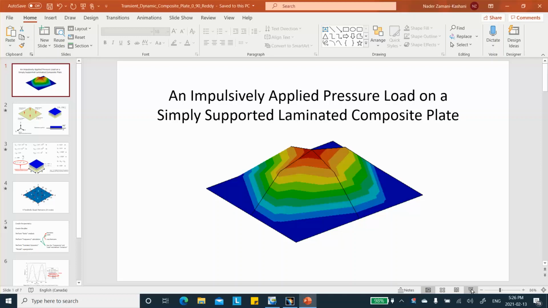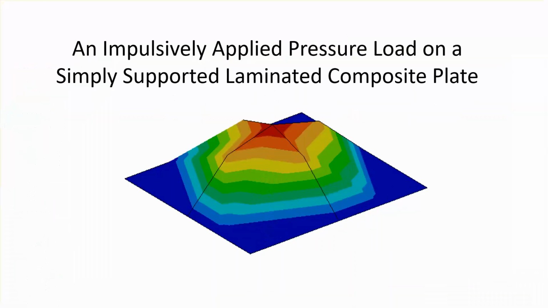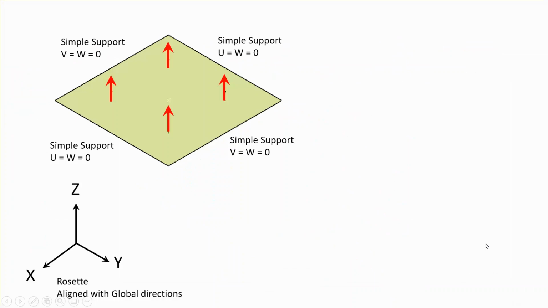So let me move on to the slide presentation. The problem that we're going to look at is shown here. A square plate simply supported at all four edges, and the rosette is shown down below so that we can see that they're aligned. This rosette is aligned with the global coordinate system.